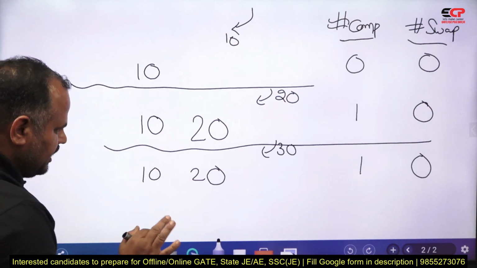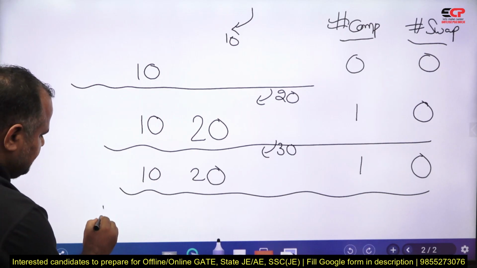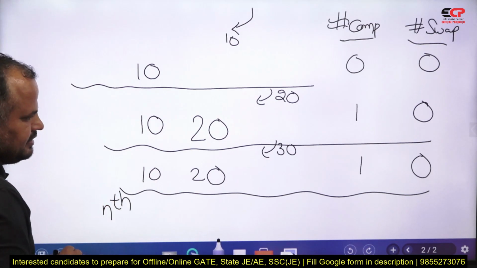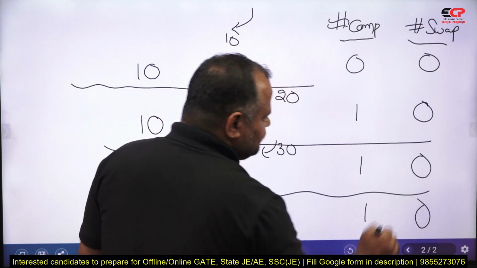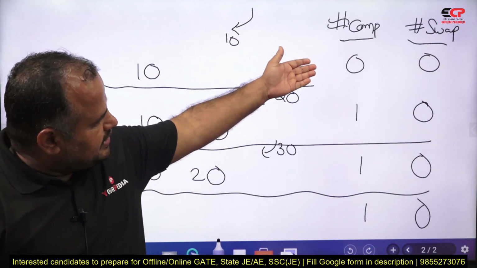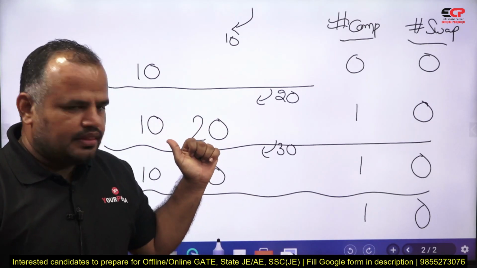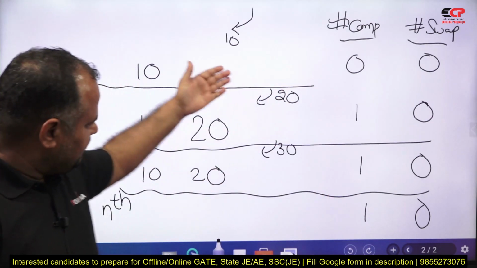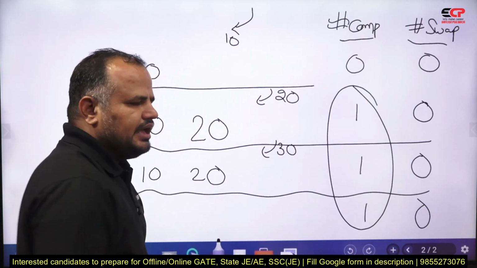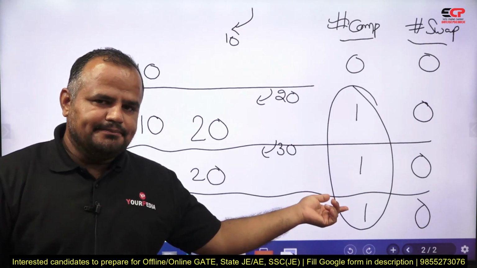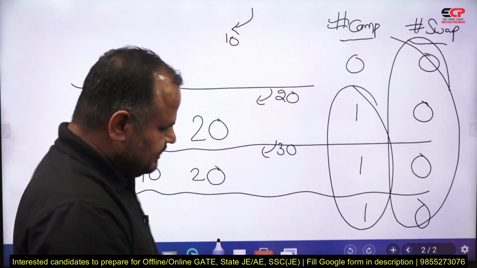Fine. Now in this case, if we apply the same concept and insert the nth element, then again for that one comparison and 0 swap. So now can you tell me how many comparisons we perform in insertion sort? If we have n elements, for the first one there is no comparison, but for the remaining n minus 1 elements we have one comparison each, and there is no swap in the best case. Fine.